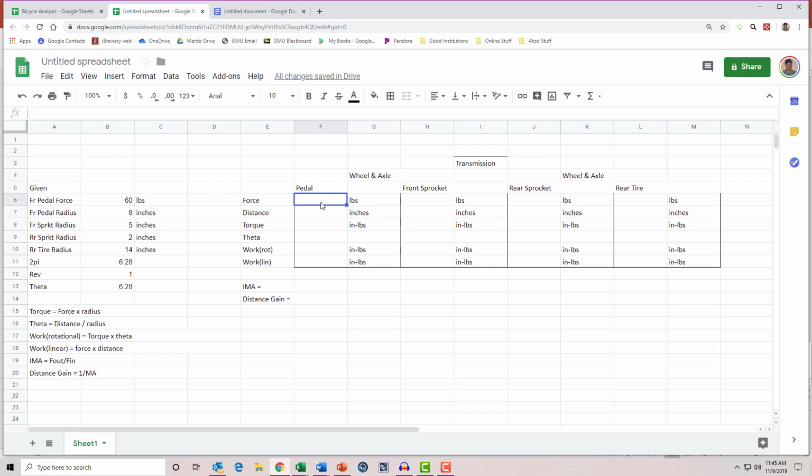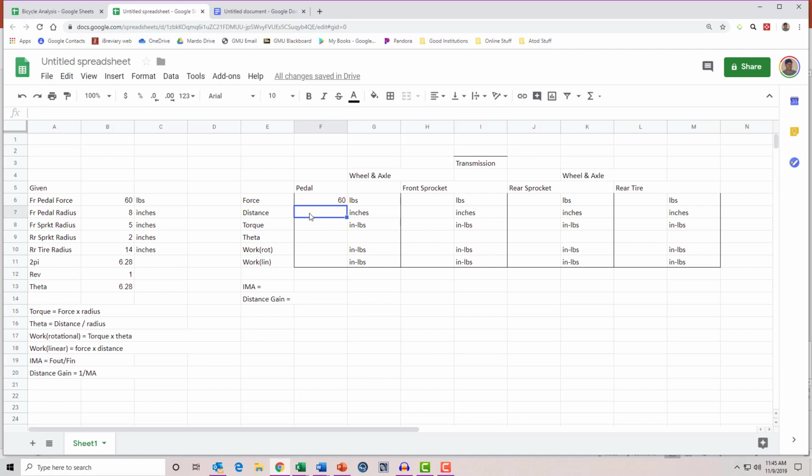So what I want to show is that the force on the pedal is 60 pounds. So all I got to do here is say this equals this. Now if I make a change here, it will show up over there. So I'm going to keep that 60, and boom. So all we're saying is this cell equals whatever is at B6. Okay, so that's my force.